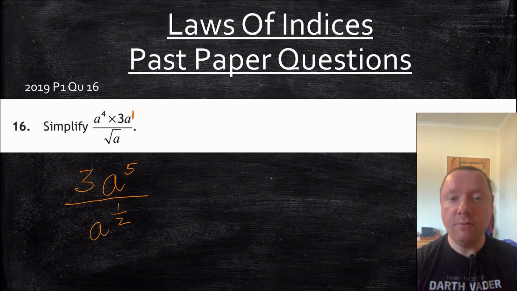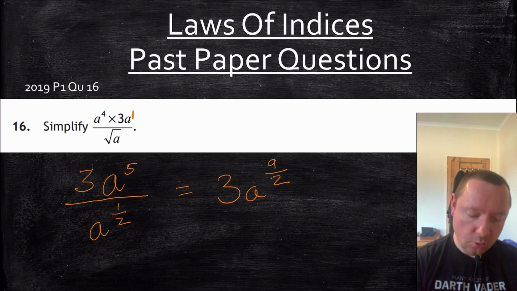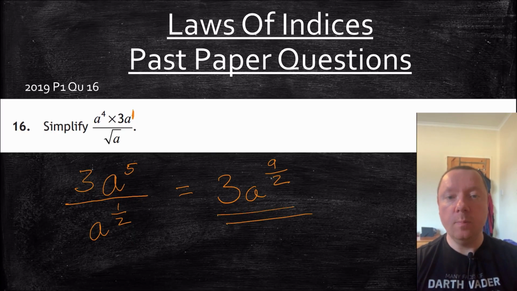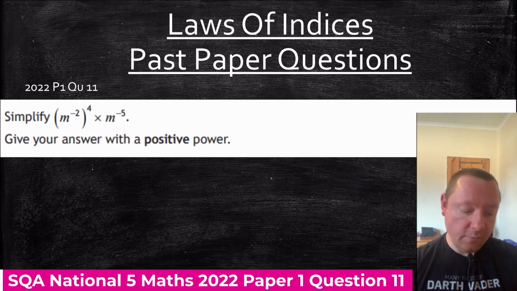5 minus a half is 4.5. Don't like mixed numbers, so I'll put 9 halves. So the final answer is 3a to the 9 over 2. And we're done. No need to put it back in a root because it's not asking us to. 2022, paper 1, question 11.